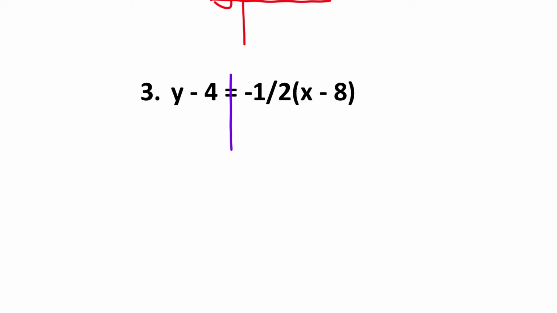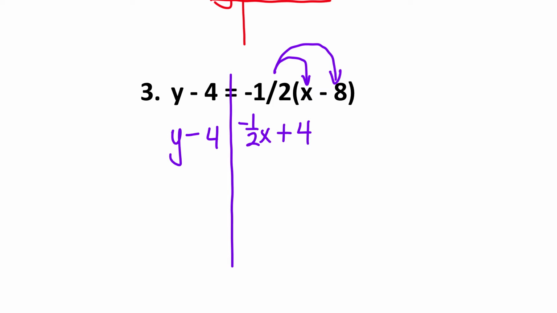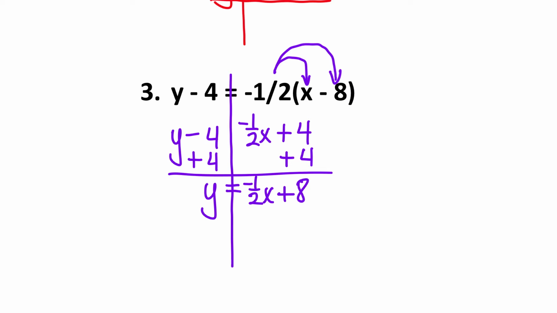Okay, number 3. So we're going to distribute this negative 1/2. So what's negative 1/2 times x? Negative 1/2 x. And then what's negative 1/2 times negative 8? Yeah, if you type that in your calculator, negative 1/2 times negative 8, it's going to give you a positive 4. And so we have y minus 4 equals negative 1/2 x plus 4, so we need to add 4 to both sides. y equals negative 1/2 x plus 8.